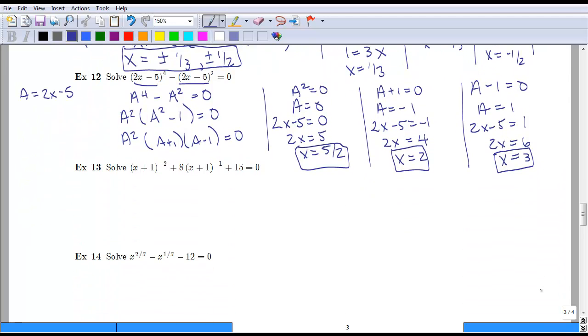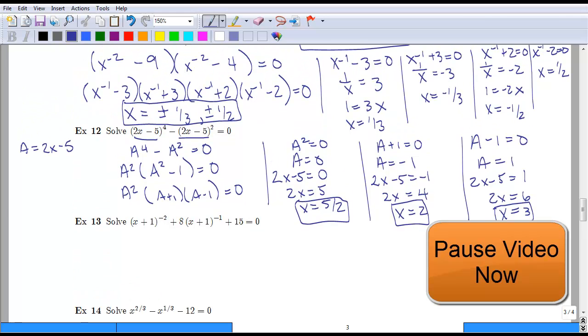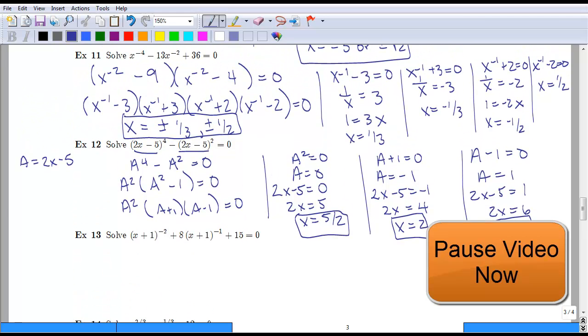So we've got a few more examples here. We're going to do that same process here on example 13. I want you to pause the video here. We're going to follow a combination of examples 11 and 12 here. So 11 by the fact that we have negative exponents, and 12 by the fact that we're going to want to substitute in. I want you to pause and see if you can do this example on your own.